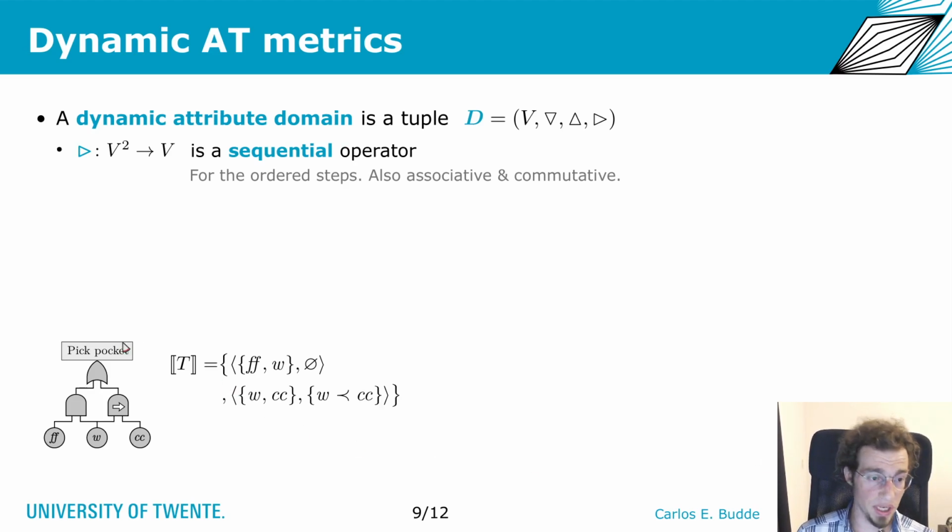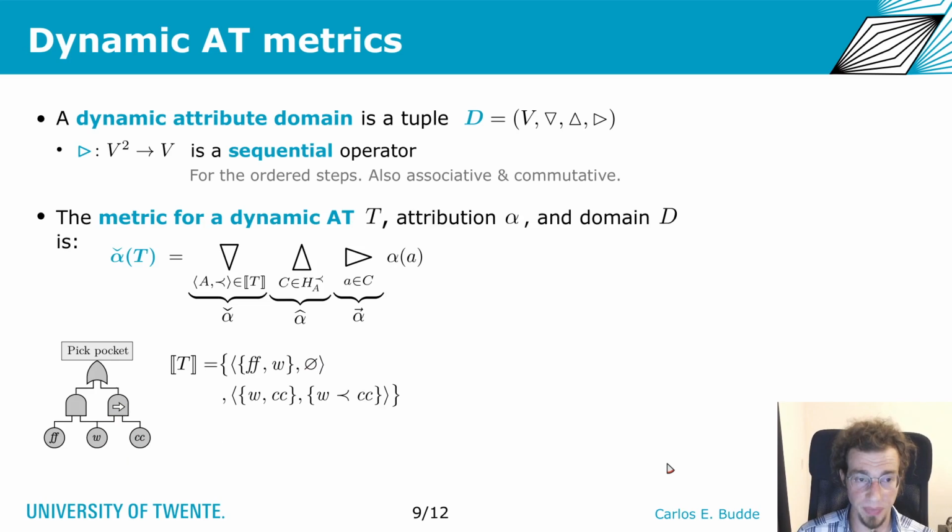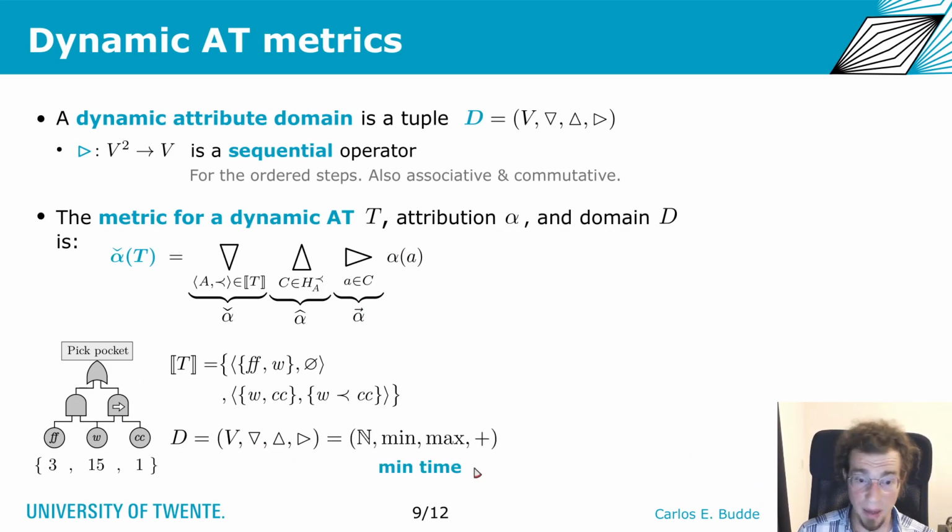So let's look, for instance, at the semantics of this dynamic attack tree over here, where we have an attack that can take place from here without an order, that's why the relationship is empty, or from here, which requires that W takes place before C. Metrics can then be defined, essentially as before, with an extra sequential part, which takes care of these kind of scenarios. Let's compute, for example, the minimal time here for these attributes.